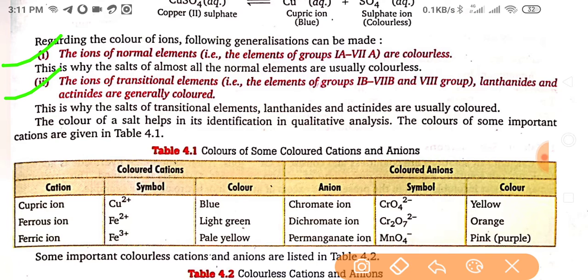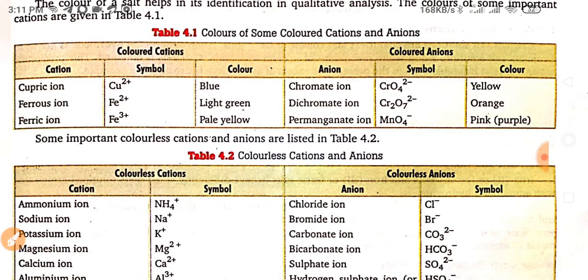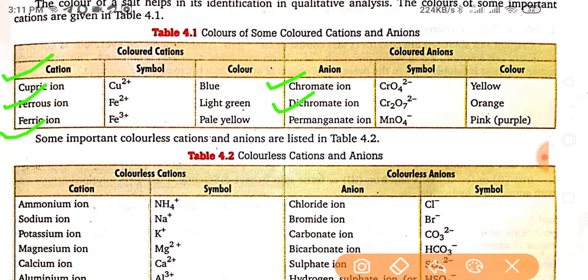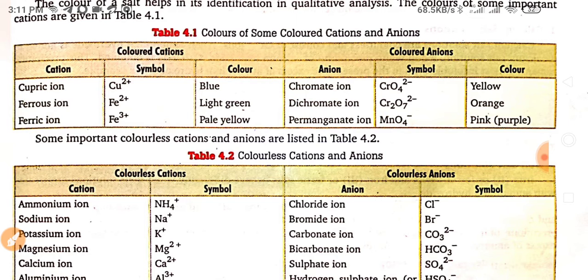The color of a salt helps in its identification in qualitative analysis. The colors of some important cations are given in table 4.1. You can see here colors of some colored cations and anions. You can read them and try to understand and learn. Cupric ion, blue in color. Ferrous ion is light green. Ferric ion is pale yellow. Chromate ion, yellow. Dichromate ion is orange. And last, permanganate ion is pink.